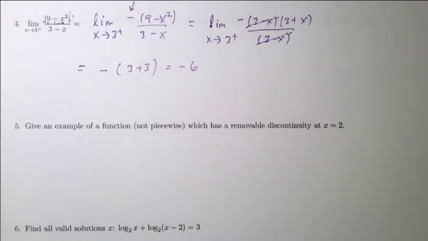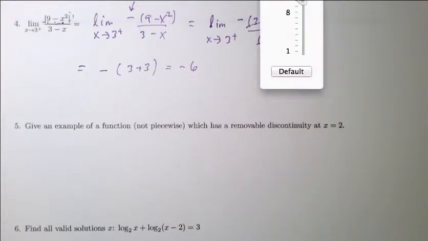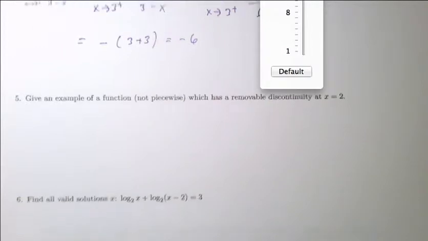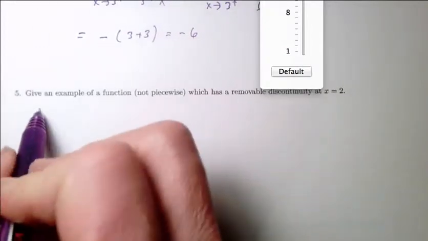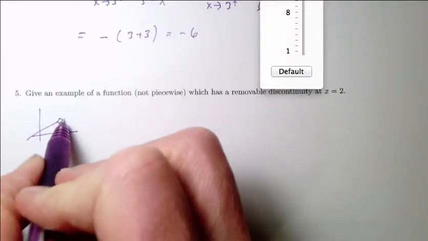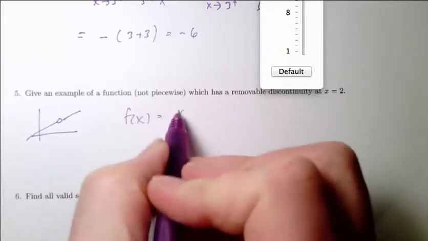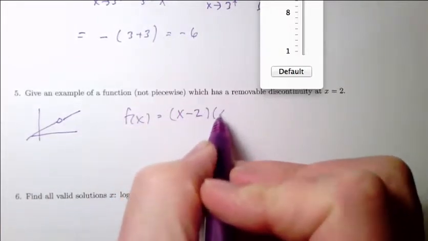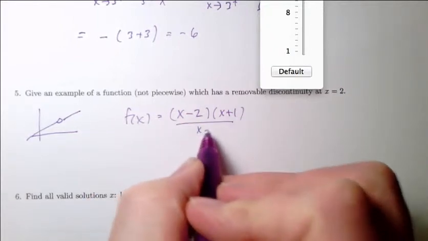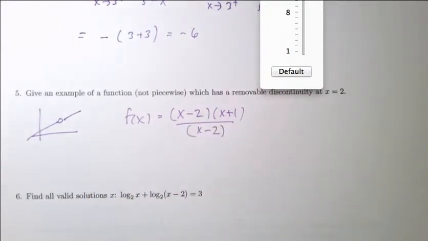A removable discontinuity is a spot where the function isn't defined, but it has a left and a right limit. So that means our graph has a hole in it. For instance, that'll work. All right. If I plug in x equals 2, I of course get 0 over 0 here.